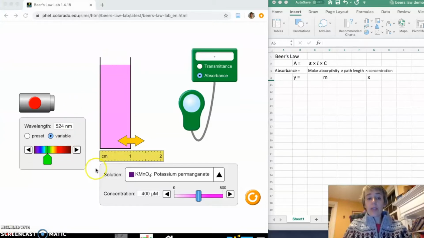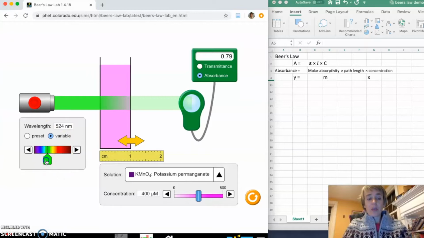So if we have a cuvette with a colored solution in it, this is potassium permanganate at 400 millimolar, which is the same as 0.4 molar. And we can see it's got a purple color. This is just a simulation, but it really nicely shows how Beer's law works. So if it's got this purple color, we would imagine that it absorbs light at a wavelength that's complementary to purple, so maybe more in the yellow range. Let's turn on our light and see how it works.